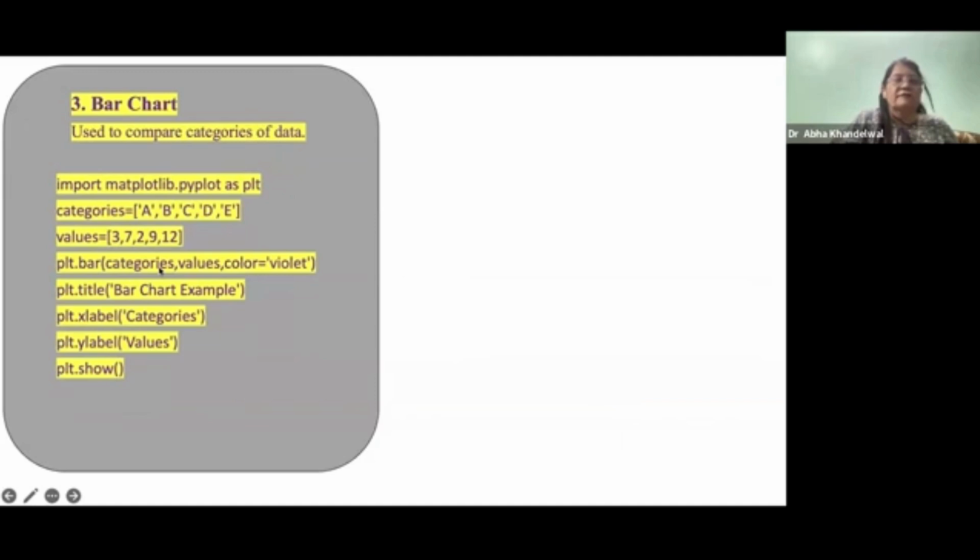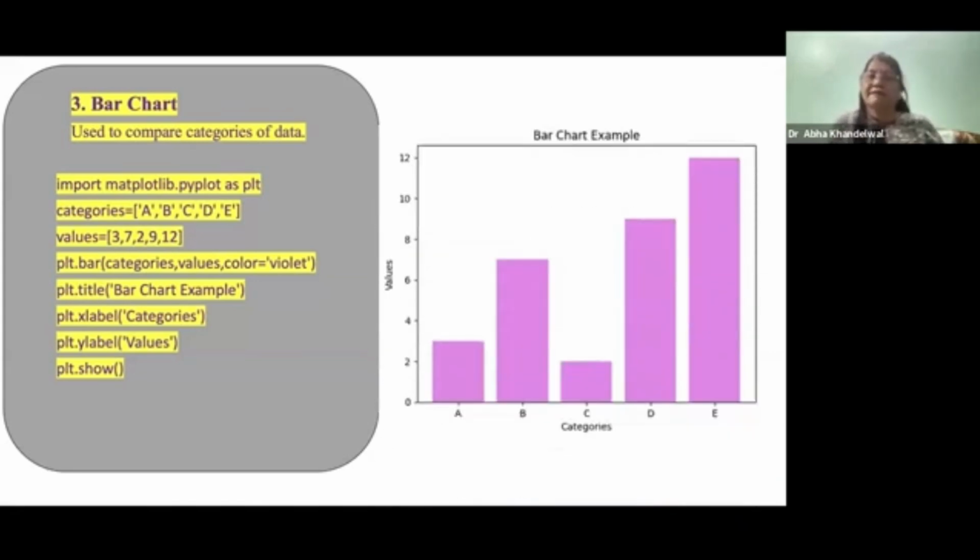Like in this example, I've taken categories as A, B, C, D, E, and the respective values are 3, 7, 2, 9, 12. And color, of course, any color you can choose. I have chosen violet, being my favorite. And then the title, you can write properly, X label, Y label, and show. So this is the bar chart, right? Categories on the x-axis, values on the y-axis, properly labeled A, B, C, D, E, and 0, 2, 4, 6, 8, 10 are our scales, and then the bar chart is shown.